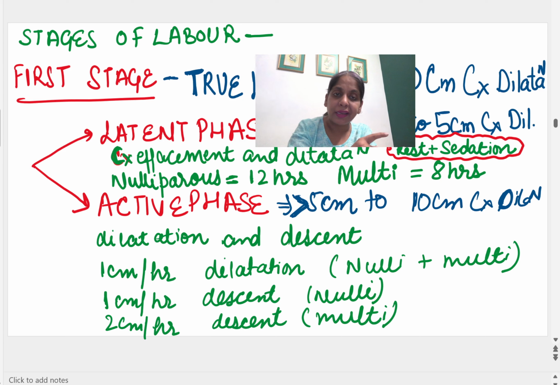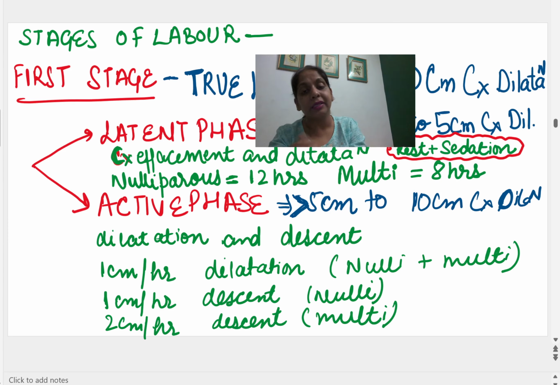5 से 10 जाना है, तो 5 hours का हो गया ना active phase, right. And what is the speed of the descent in nulliparous? It is descent of the head, descent का speed क्या है? 1 centimeter per hour in nulliparous and 2 centimeter per hour in the multiparous. Okay.